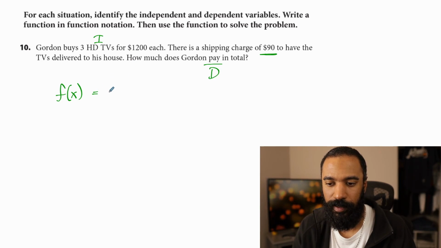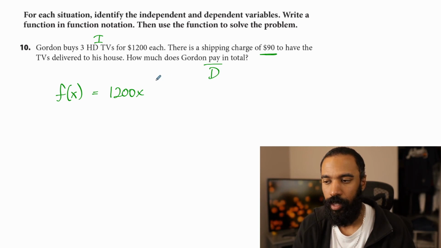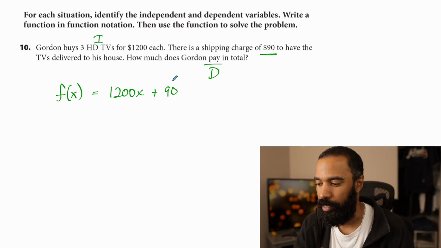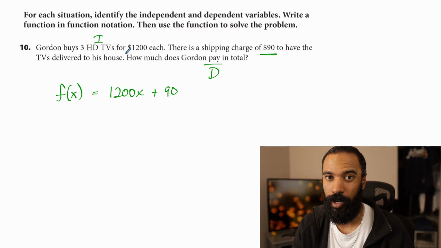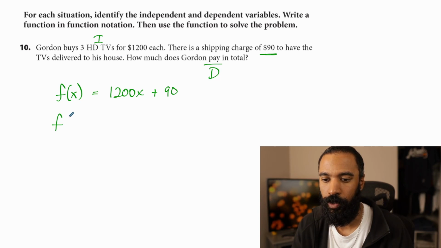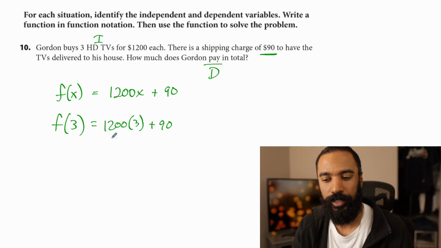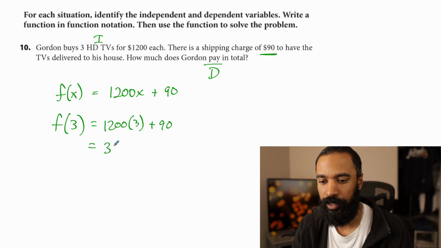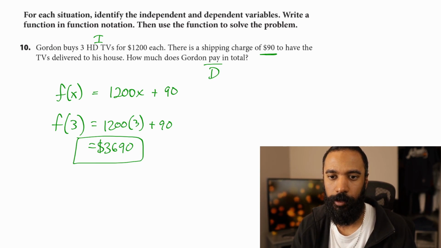It depends on how many TVs he buys. $1,200 per TV times the number of TVs, plus $90 shipping. This is all in a single payment. He's not doing $90 shipping for 3 different TVs. He's smart about it. He knows I have to pay $90 regardless. I might as well do it in one single order. So we'll do f of 3. That's 1,200 times 3 plus 90. That's 3,600 plus 90, which is 3,690. That's how much he pays in total for it. And there's your function. 2 more.